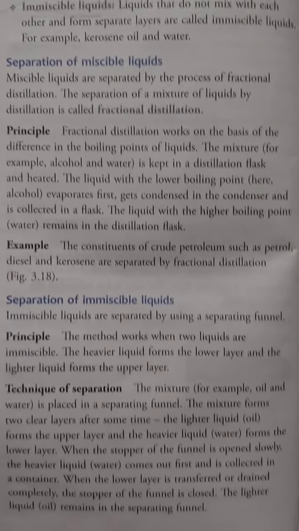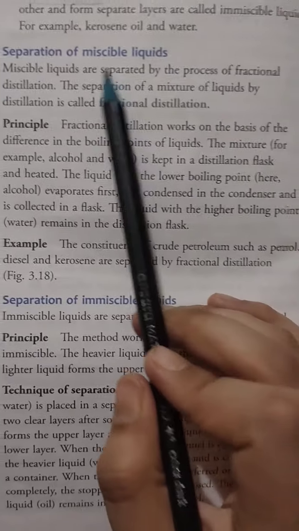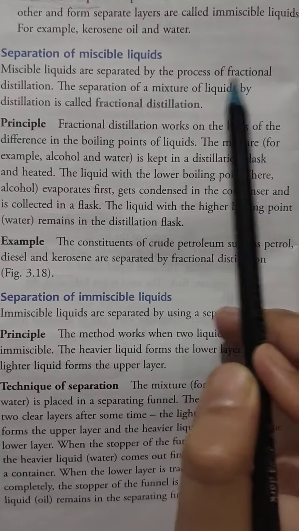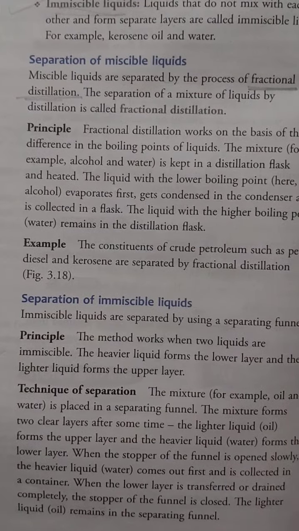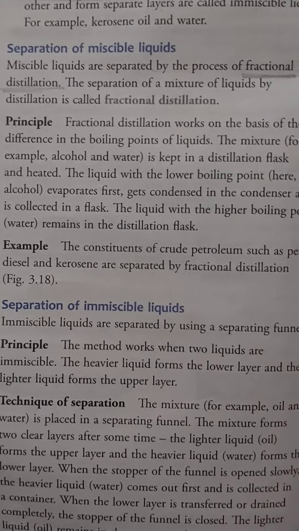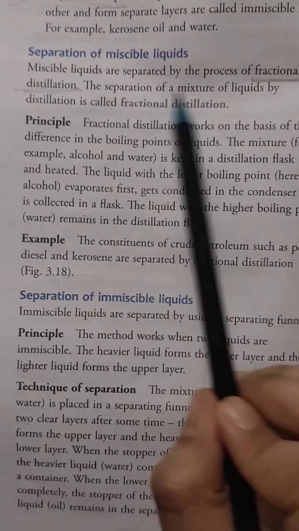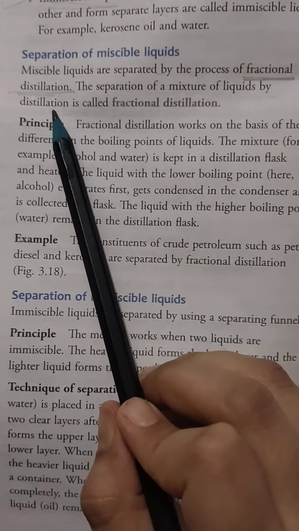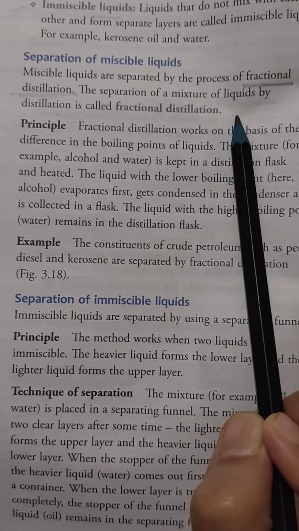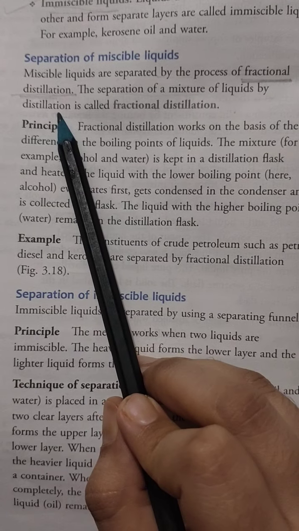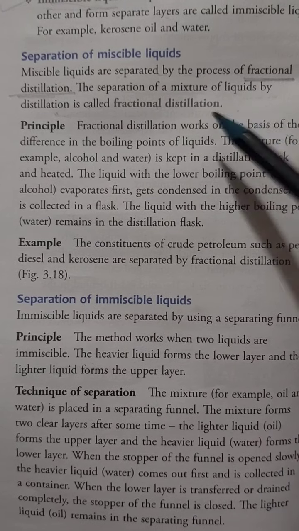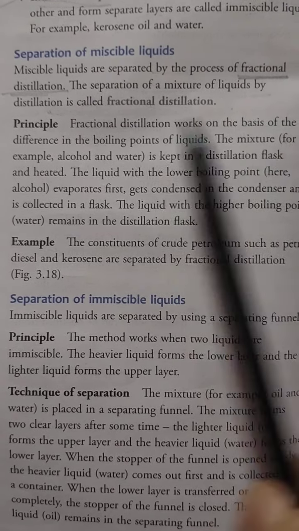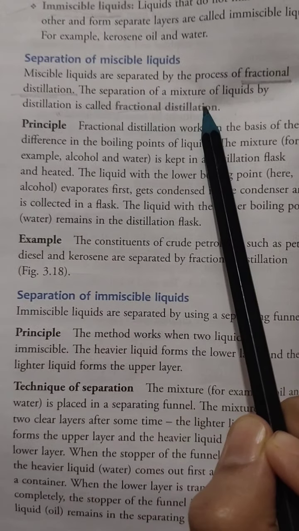Now how can you separate miscible liquids? Miscible liquids are separated by the process of fractional distillation. You already read about distillation. Now we use fractional distillation to separate miscible liquids. The separation of a mixture of liquids by distillation is called fractional distillation. In distillation, we were separating a solution of solid and liquid, but here we are distilling a mixture of liquids, so it is fractional distillation.